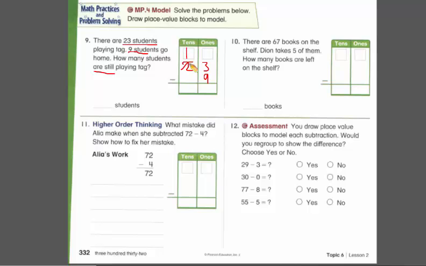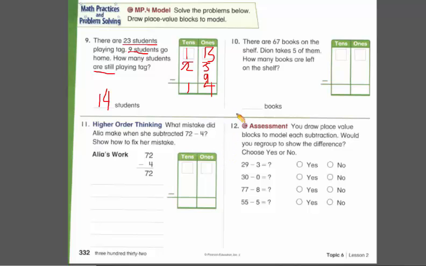So 1 only left. 2 minus 1, 1. Who will take the 1 I crossed? The ones. So 3 and 10 equals 13. 13 minus 9 equals 4. And then 1 minus nothing, minus 0 equals 1. So the answer is 14 students.